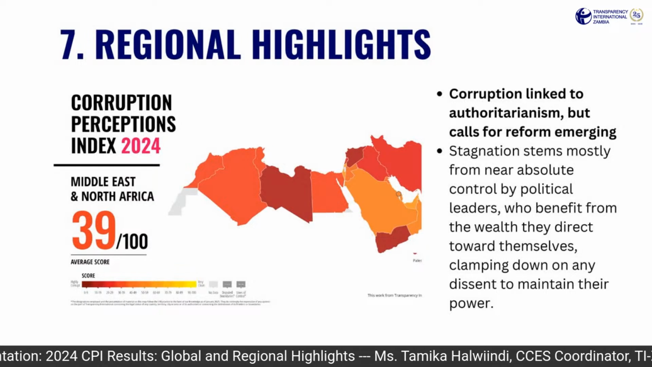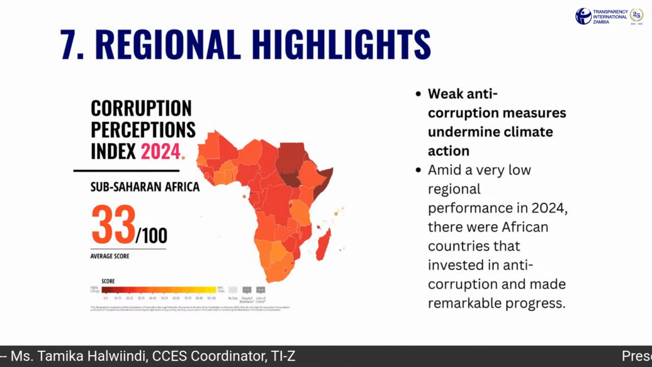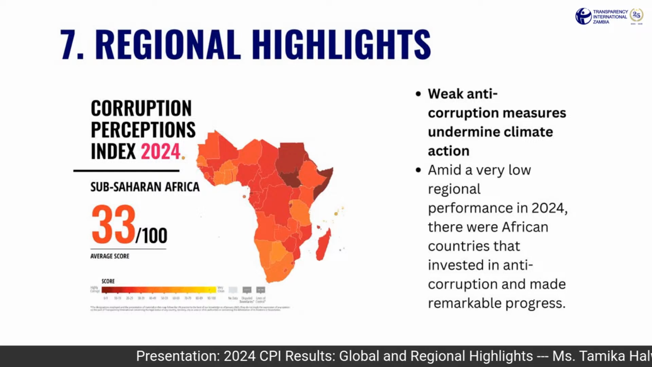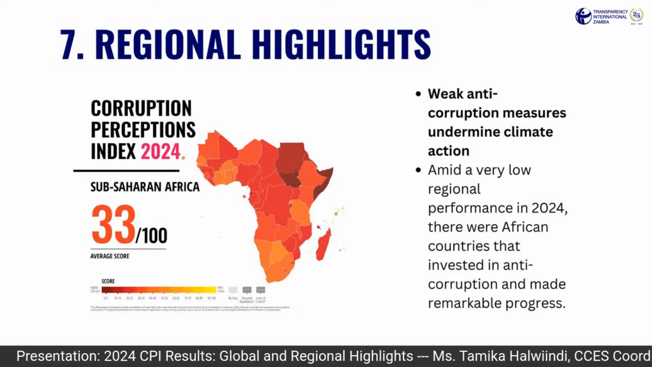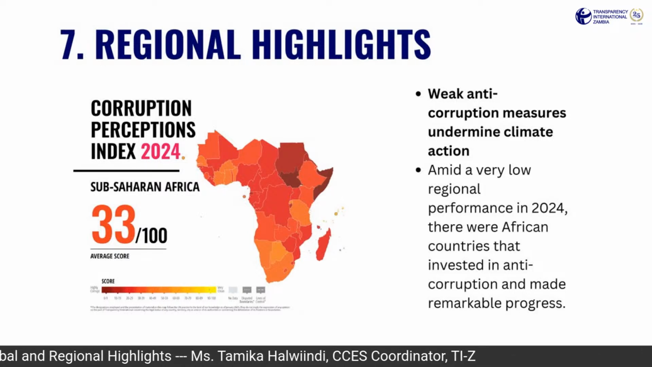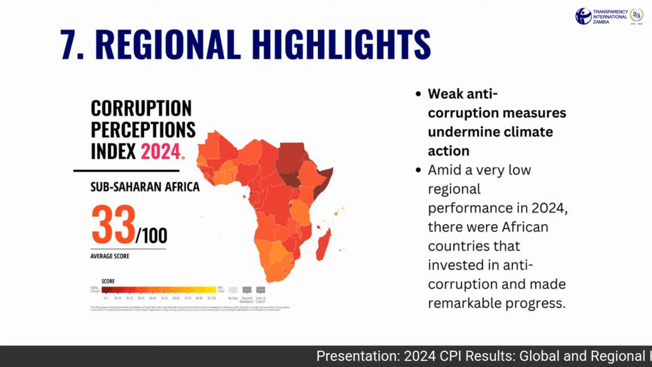Like I say, Sub-Saharan Africa is the lowest scoring region in the 2024 CPI. Not so much good news for our region. And our analysis shows that weak anti-corruption measures really pose a threat and could undermine climate action, based on this year's theme. However, when you do get to read the report, you will see that there has been some progress made by some countries in the region, which could be an encouraging sign for the region.